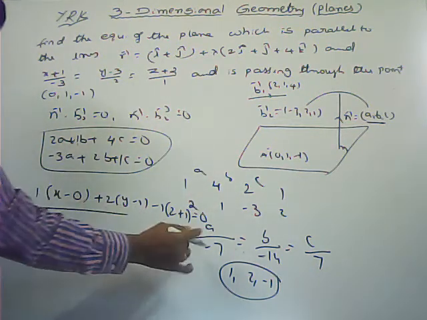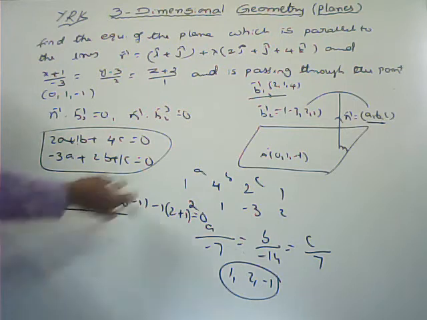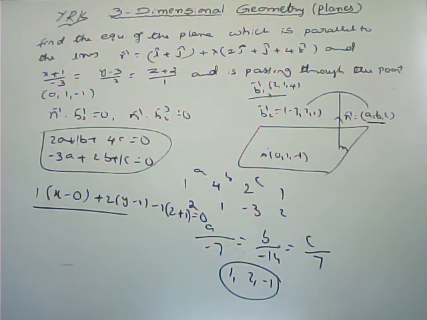Otherwise, if you want, you can write minus 7, minus 14, 7. Here also you can divide with minus 7. We get the same thing only. This is the equation of the plane.